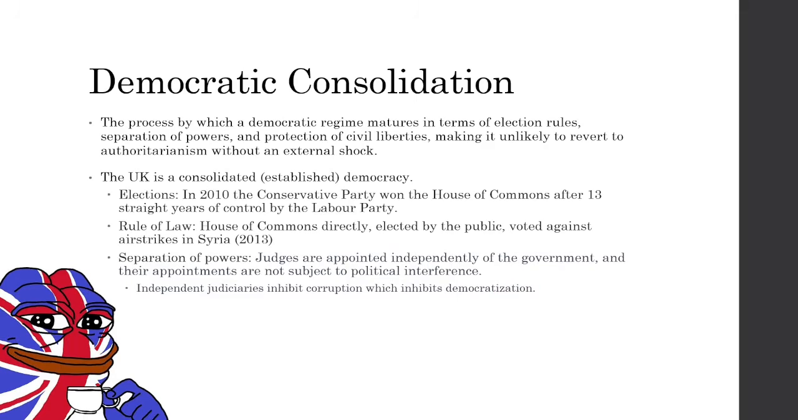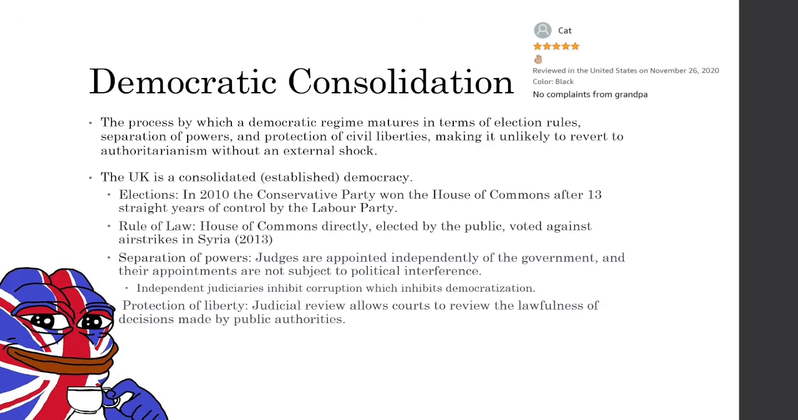And then independent judiciaries inhibit corruption. So if you have an independent judicial system, there's going to be less corruption, and corruption itself inhibits democratization. So if you get rid of your corruption, you're going to further your democratic processes. And let's get an example of protection of your liberties. Judicial review allows the courts to review the lawfulness of decisions made by public authorities. They don't have a constitution in the United Kingdom, but they still have common law, common sense law, as I like to call it. So they can't pass a law that says Scottish people have to wear funny hats on Tuesdays.